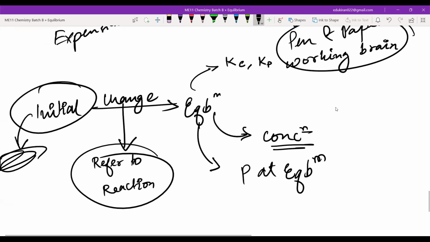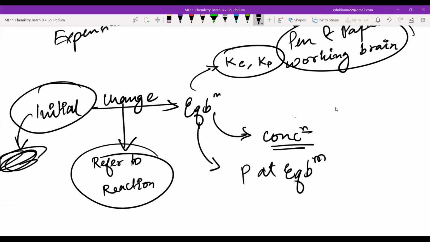Don't worry about the initial, because I am the one who is doing the experiment. I am going to give you the initial concentration. But the internet is going to give you the Kc and Kp. Internet means you will be given Kc and Kp. I'm talking in the sense of how real science happens. So on the internet, you will get Kc and Kp. Change you will get by referring to the reaction. You have to calculate the equilibrium concentration and the P.